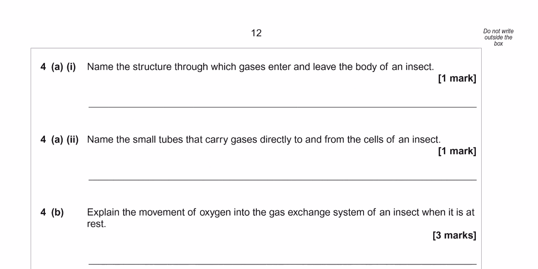Okay, on to question 8. We're nearly there, not too many questions to go, and there's quite a lot of recall in this. It's asking you to name the structure that gases enter and leave the insect by, and that will be the spiracle or spiracles. 8a2, name the small tubes that carry gases directly to and from the cells. You're going to need either tracheole or the trachea. If you said tracheoles, that's fine, but you don't get anything for saying system.